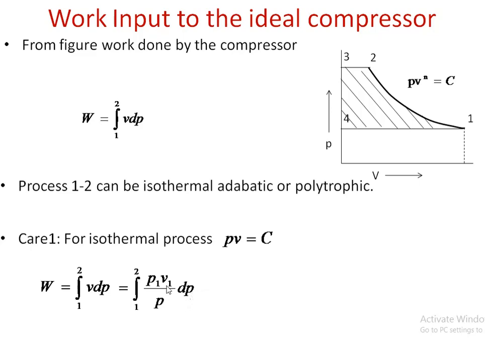If I do this integration, here P1V1 are constant. I know that they don't change. Only P varies from 1 to 2. As the air is compressed from state 1 to 2, only the pressure varies. The initial conditions don't change. They remain as they are. Therefore P1V1 can be taken outside. If you do the integration, the integration of dP by P will be the natural log of P, and then substituting the upper and lower limits, you get P1V1 log of P2 by P1. This is the work done for an ideal compressor following an isothermal compression.